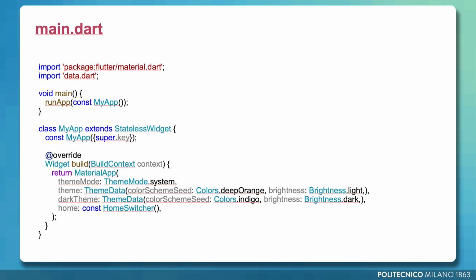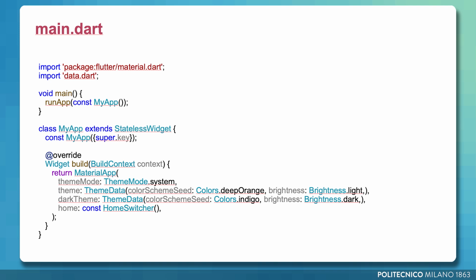Theme, which defines the appearance for light mode. DarkTheme, which defines the appearance for dark mode. To clearly distinguish the two modes, light and dark, we use colors generated from different seeds. For example, a deep orange seed for light mode and an indigo seed for dark mode. The brightness is set accordingly, light in the first case and dark in the second.